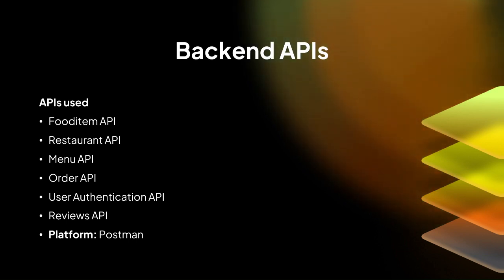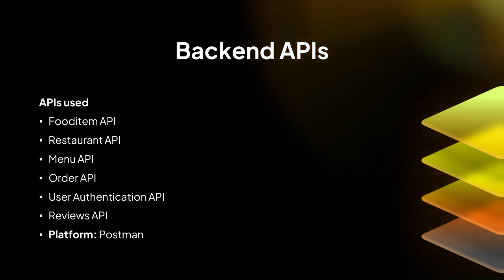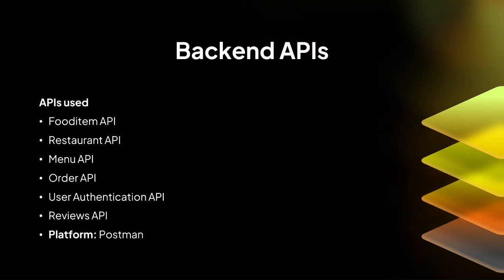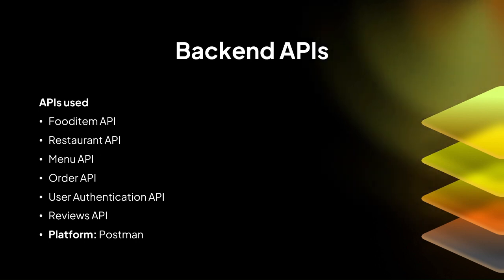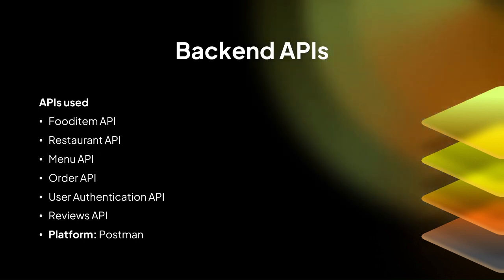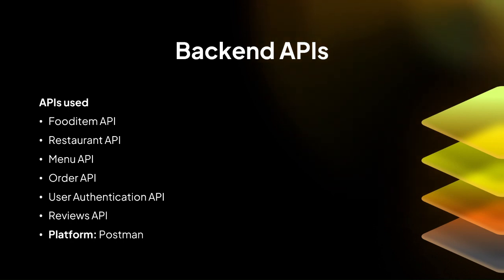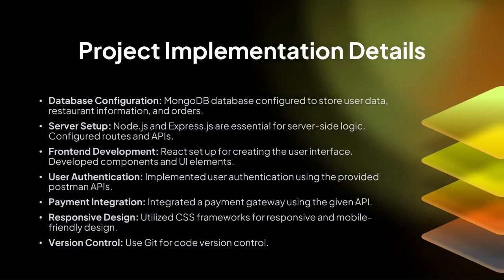So backend APIs were basically the APIs provided on the Postman platform, and the APIs we needed to use were food item API, restaurant API, menu API, order API, user authentication, and reviews API.